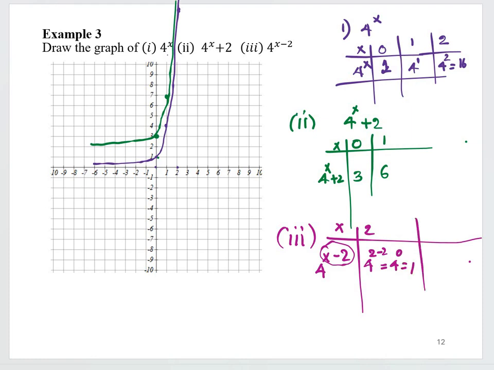So when x is equal to 2, it will be 1. See? And now I am going to give x is equal to 3. When x is equal to 3, it will be 4 to the power 3 minus 2, and that will be 4 to the power 1, it's equal to 4. So when x is equal to 3, it will be 4 here. So the graph will be like this one. Got it? Okay.